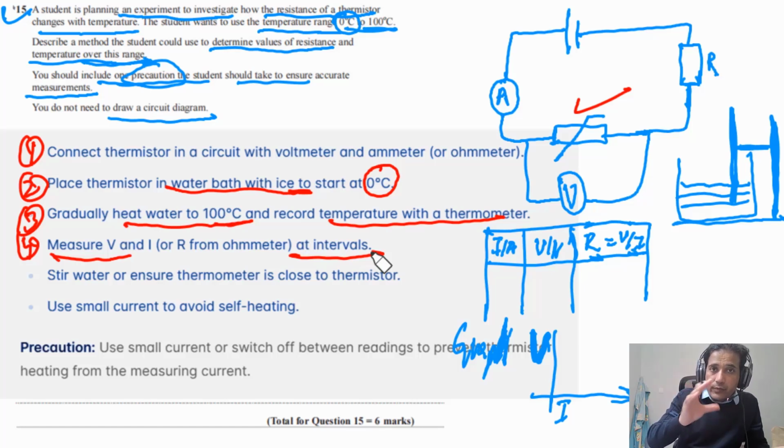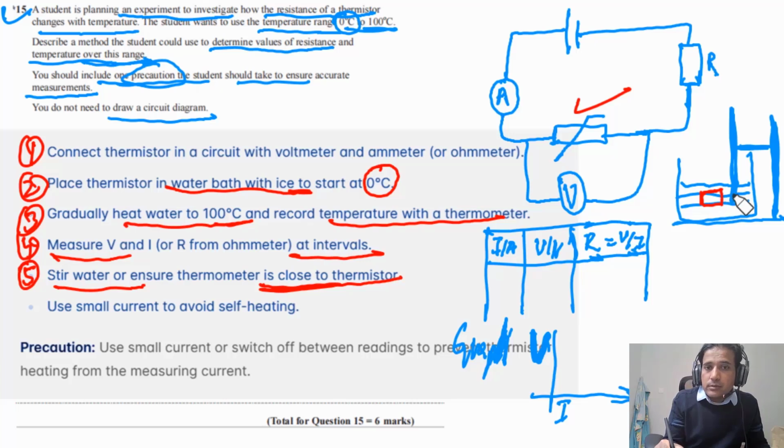We can say after every 5 minutes, something like that. After 5 minutes, 2 minutes you can mention. So fifth point, stir water. So and ensure thermometer is close to thermistor. So if we place thermistor here, let's say it has to be close to the thermistor. So let's say our thermistor is here, so it has to be close to thermometer.